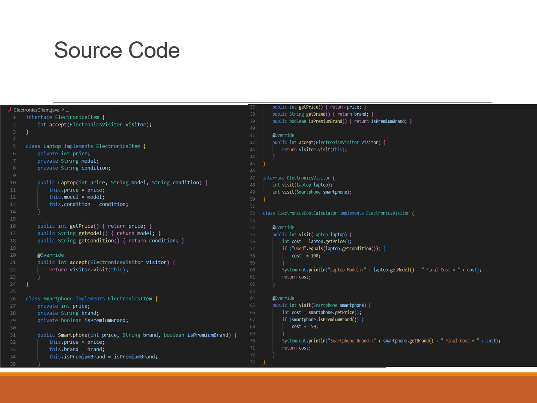And we can see below the laptop and smartphone classes. Each of these classes implements the electronics item interface, and they include specific properties like price and brand. When an item accepts a visitor, it calls the corresponding method in the visitor for that specific item type. And lastly, we have the electronics cost calculator. This visitor class calculates the final cost of each item based on its properties. For instance, if a laptop is used, it applies a discount.